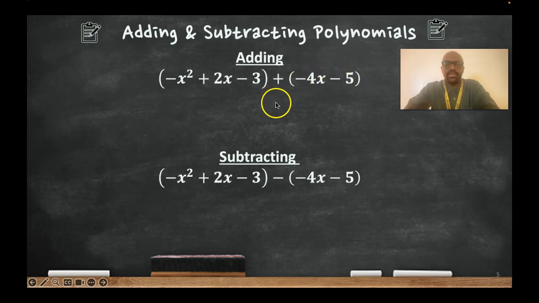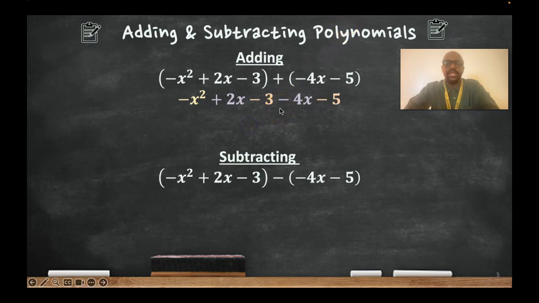Don't just bring down this positive here. Because this is a positive 1, it does not change the signs here. So that's like a positive 1 times negative 4x, which is negative 4x. A positive 1 times negative 5, which is negative 5. A common mistake here is that we will want to write plus 4x.